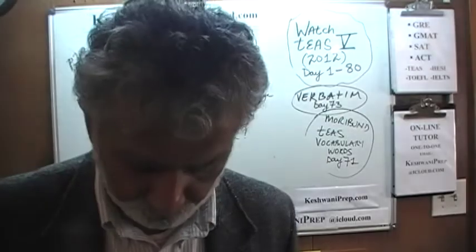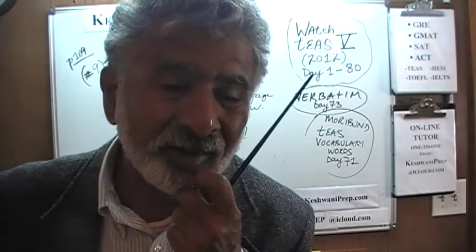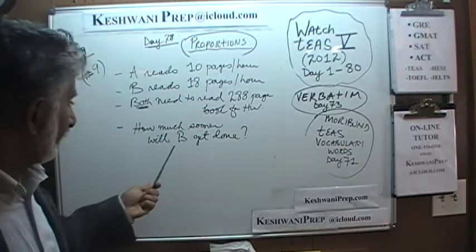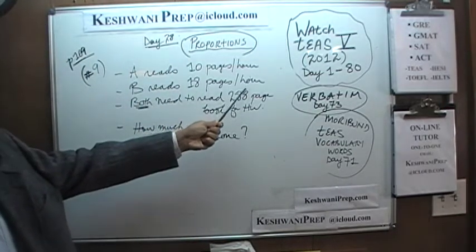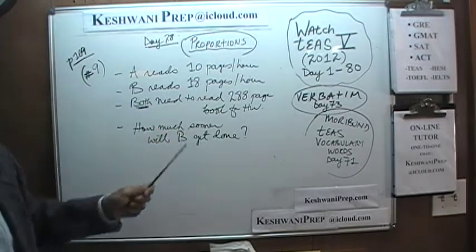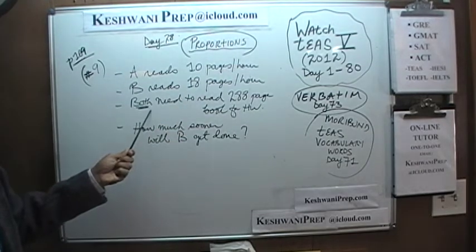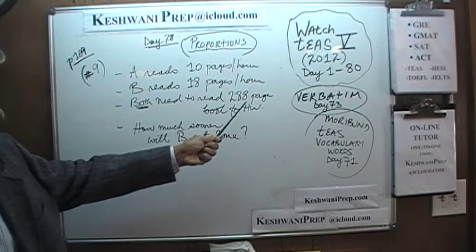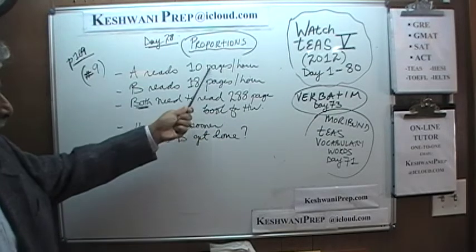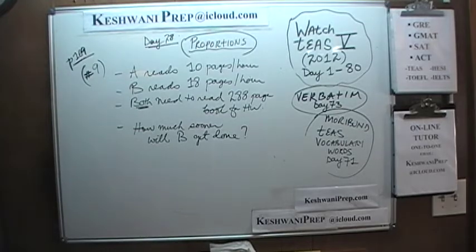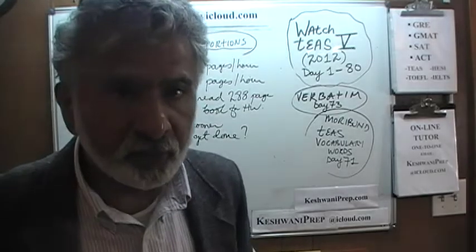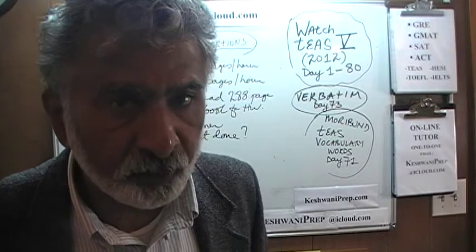Well, how do we know that B is going to get done first? Obviously B is going to get done first because B is reading faster. B reads 18 pages in 1 hour. A can only read 10 pages per hour. They're given an assignment at school. They have to read a book which has 288 pages at their respective speeds. Question is, how much sooner will B get done? I'm going to give you 2 seconds for you to be able to pause and unpause the video. Do it yourself.